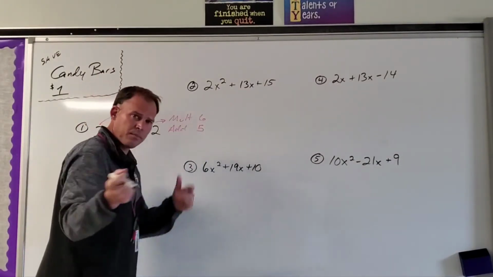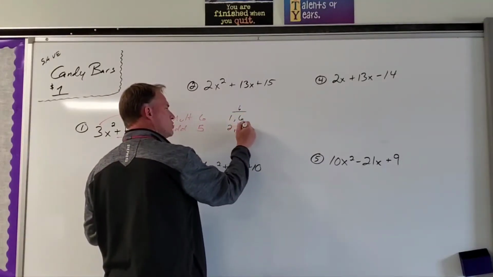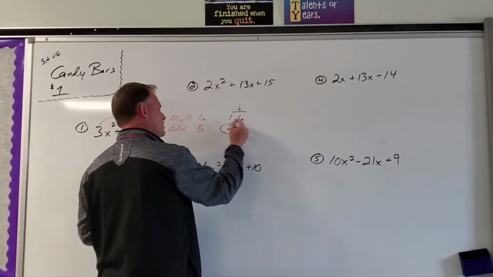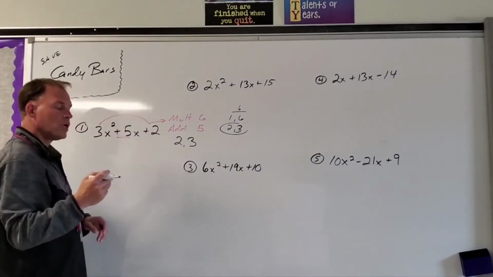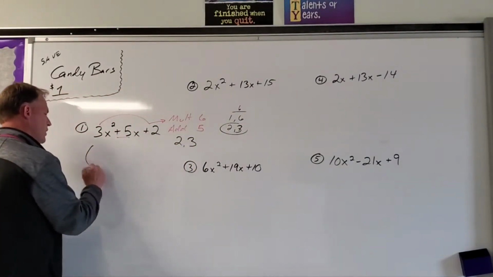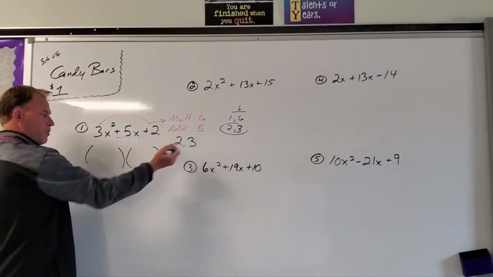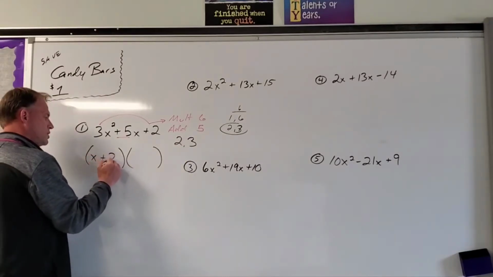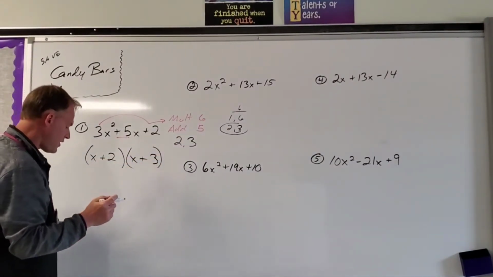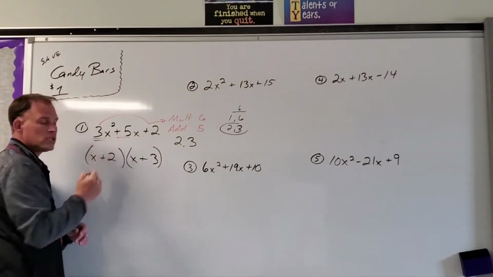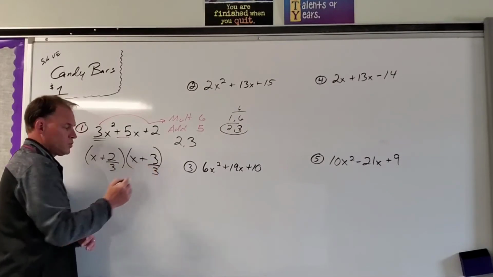Well, I pull out the sheet. 6 is 1 and 6, 2 and 3. So obviously 2 and 3 are my numbers. So here's the trick. This is what you do. You write two parentheses. These are both positive, so I write x plus 2 and x plus 3. Then I take this first number and I put it in the denominator for both of those.